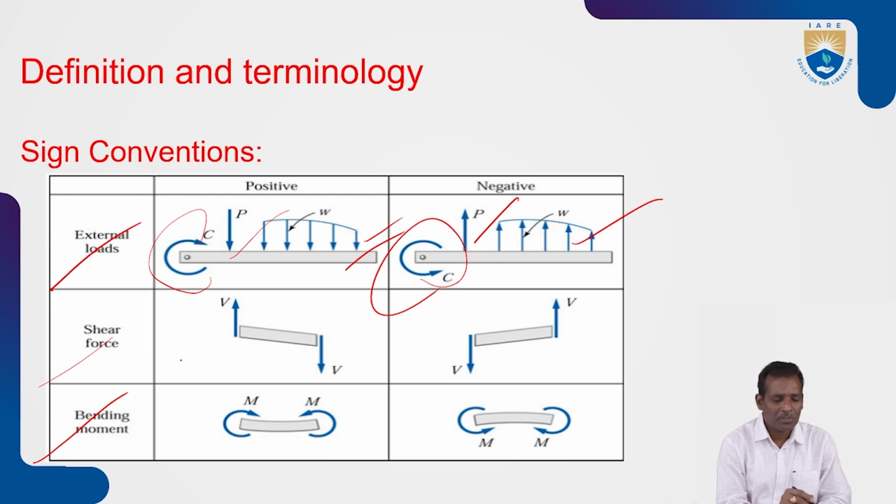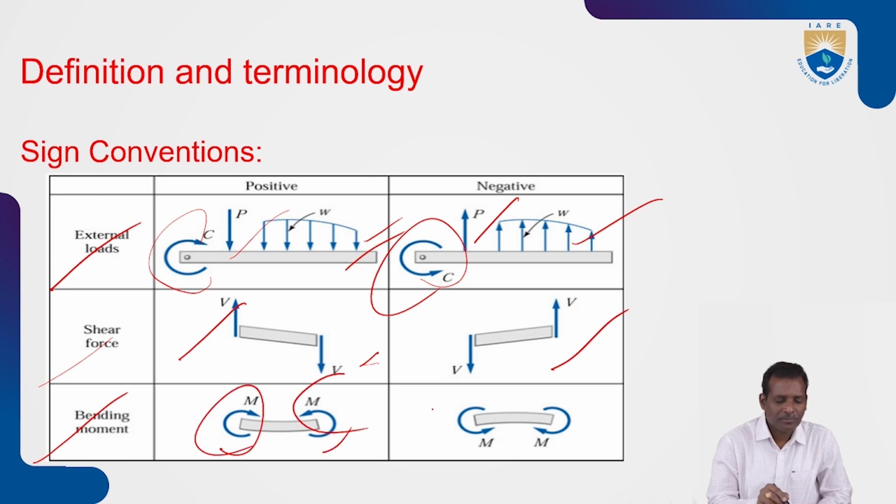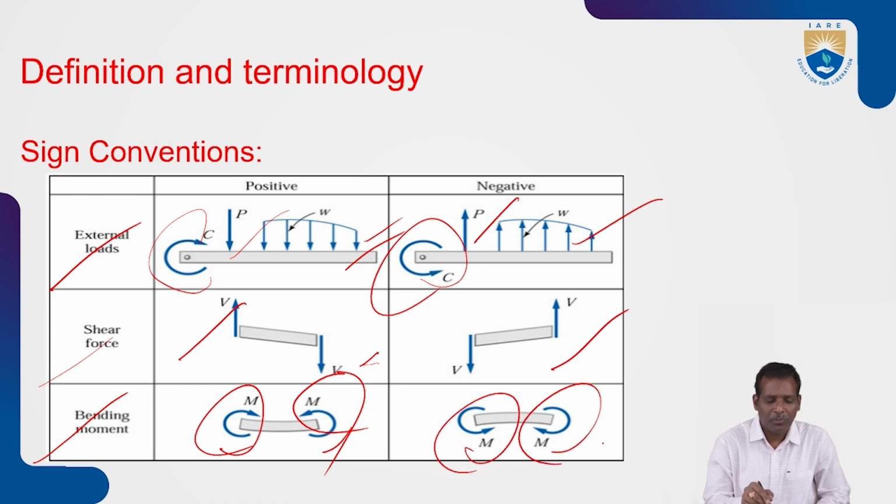In this case, shear force: upward force is negative, downward force is positive. And forces acting like this have to take the sign convention as negative. Similarly, bending moment: a positive bending moment and a negative bending moment.